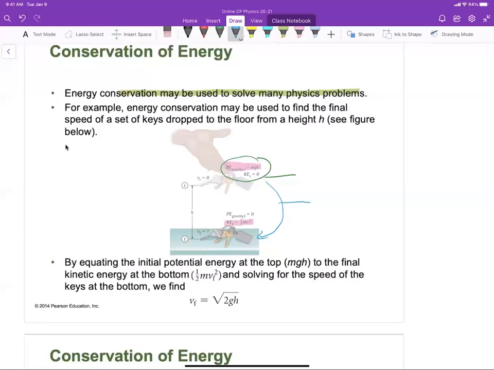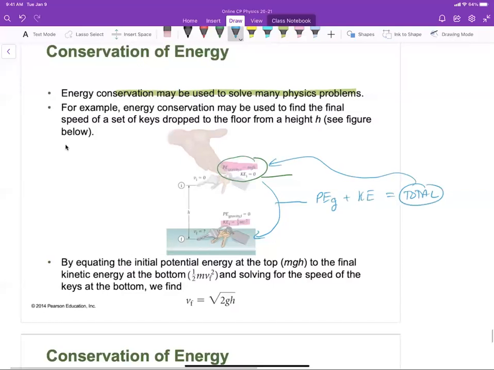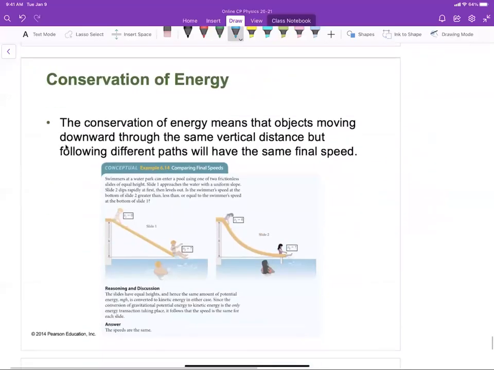What about somewhere in the middle? In this location, I'm going to have both potential energy due to gravity plus kinetic energy. And this total will equal the energy that I started out with. This total will always stay the same if there's no work. So we can actually solve for different things depending on what we're asking for.